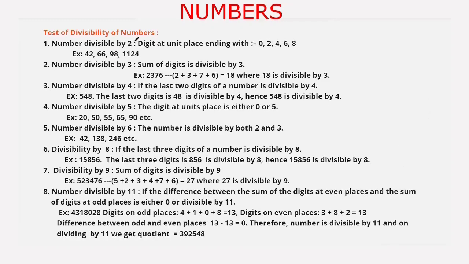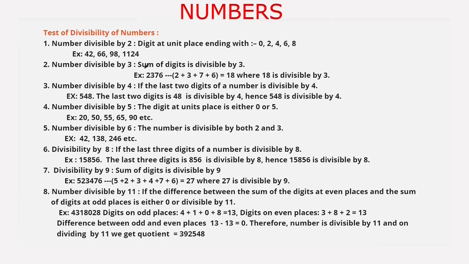Test of divisibility of numbers. Numbers divisible by 2: if the digit at the unit place ends with 0, 2, 4, 6, 8, then the number is divisible by 2. For example, 42, 66, 98 and 1124. These all end with either 2, 6, 8, or 4. Hence these numbers are all divisible by 2. These all are even numbers.